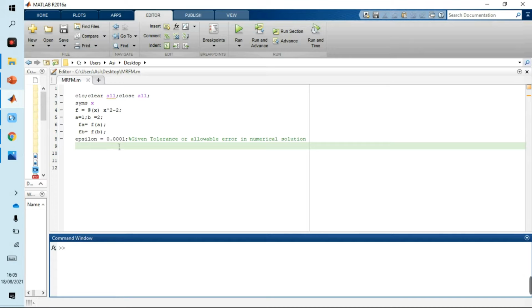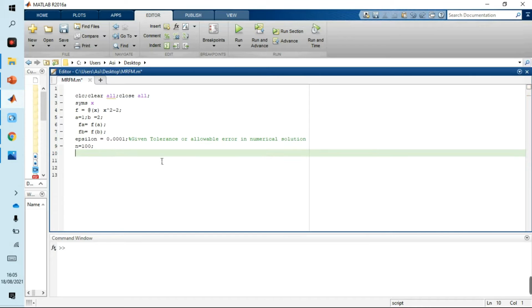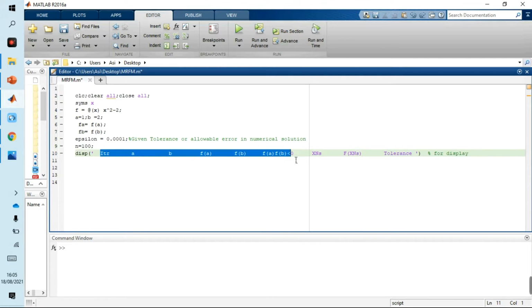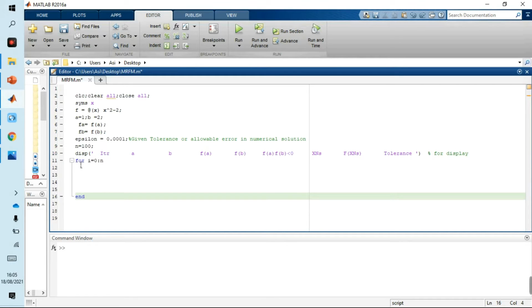Epsilon is equal to 0.001, the given tolerance or allowable error in the numerical solution. So we take n is equal to 100, the number of iterations, and use a display command to display all these things, okay. And next we use a for loop for repeated iteration. i is equal to 0 to n, and n is equal to 100.